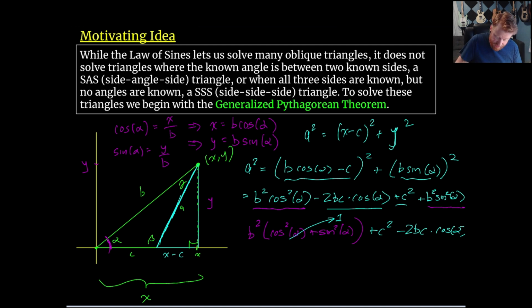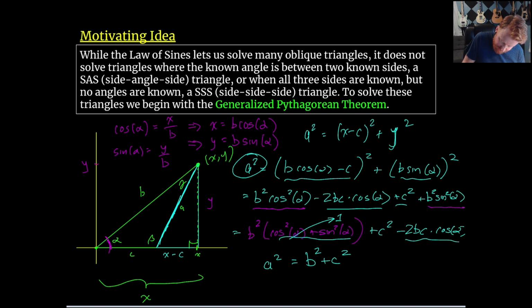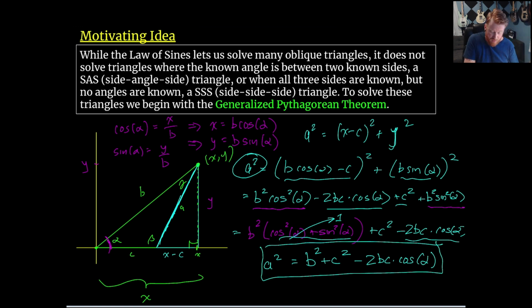So putting this all back together here, remember that this was a squared that we were looking for. So we've got a squared is equal to b squared. All of this became 1, so no need to write that. Plus c squared. Hey, that's looking a lot like the Pythagorean theorem, doesn't it? But then we have this extra bit at the end here. So we need to subtract off 2 times bc times the cosine of alpha. So there we go. Here is a formula to be able to find a, the side across from alpha.